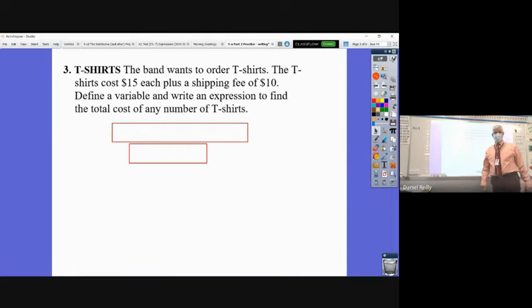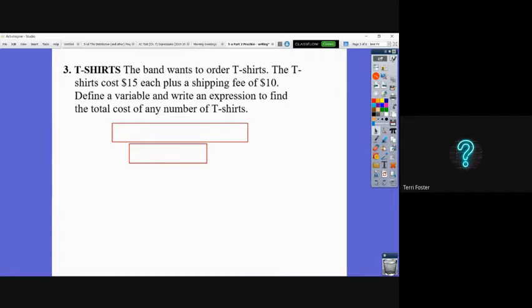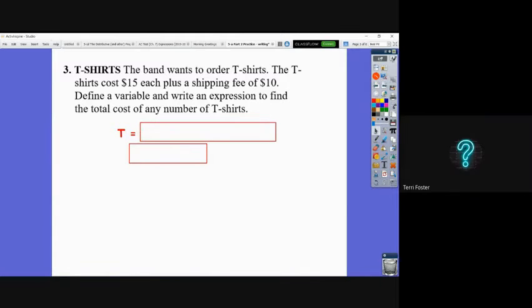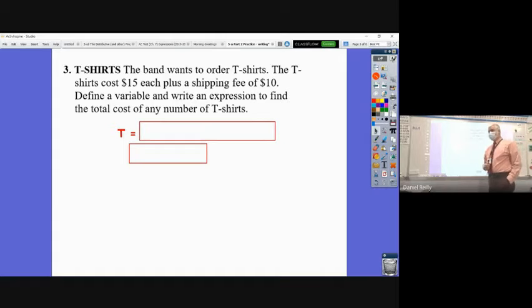There's not really a question in this problem. Okay, so I decided to go with the variable as T. T, which represents what? The total cost of the t-shirts. Okay, that's not the unknown in this problem. It is the unknown in this problem. And I'll tell you that, but the total cost of how many t-shirts?